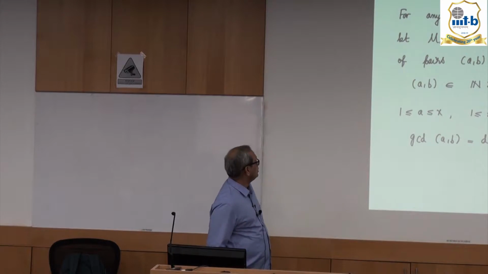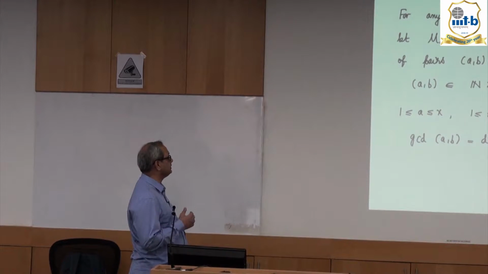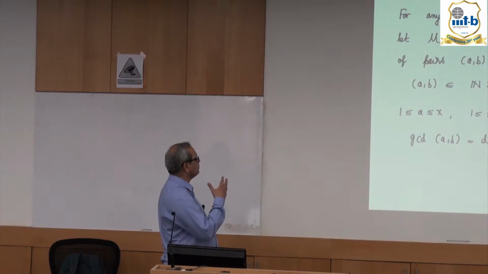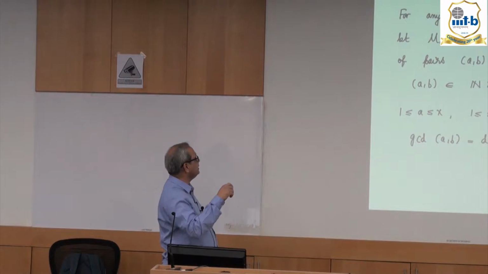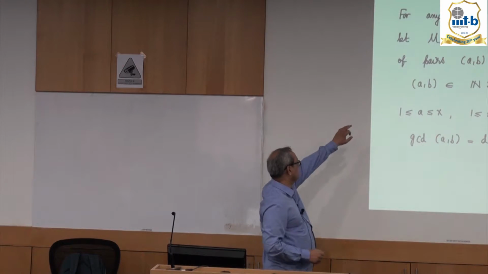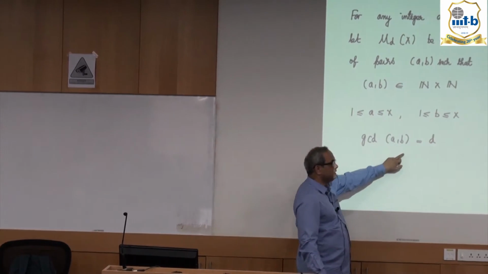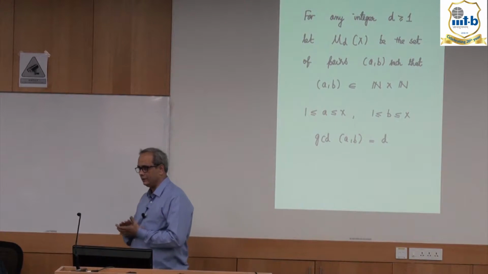The crucial thing to consider when you do this exercise is, for any integer d greater than or equal to 1, you consider this set, which I have written as script M_d(x), to be the set of pairs (a, b) of natural numbers between 1 and x whose GCD is d. This is the set we work with.